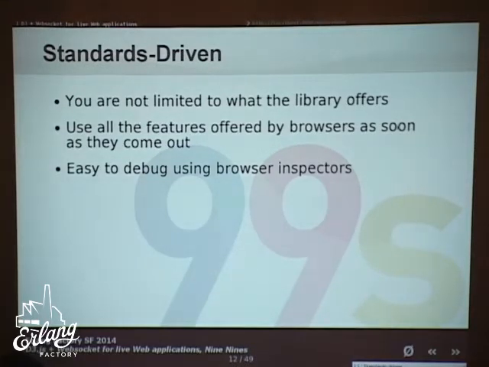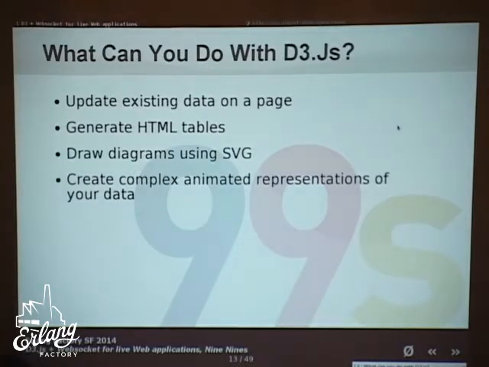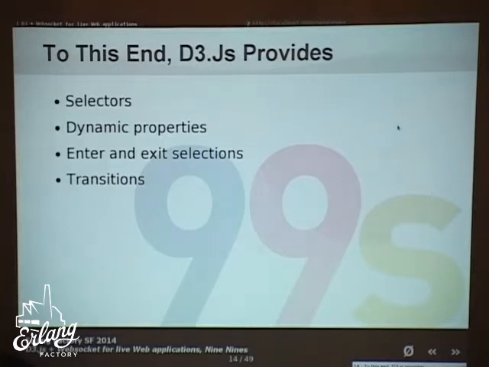And also, it's standard, so you can easily debug. You can simply load up your inspector and go to the node and see what data it has and what nodes were created, and so on. So D3 can be used to update data on your page. It can be used to generate the page. It can be used to draw diagrams. It can be used to do pretty much anything you want. And you only have to manipulate this data to do it. So it provides a few things to reach this goal.